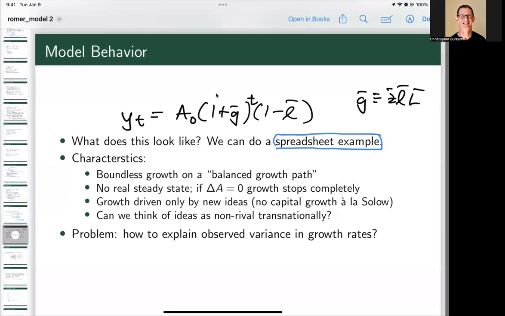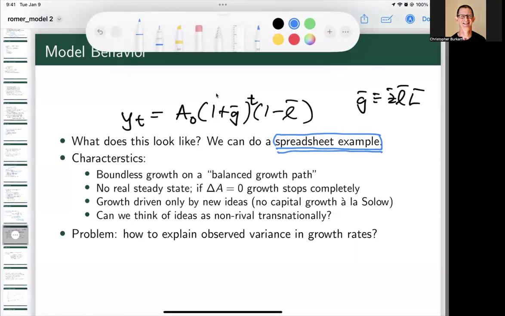Okay, welcome back. So we just finished going through our spreadsheet example and taking a look at this growth path. And we noticed, yeah, we got this boundless growth, right? We have what we would call a balanced growth path. There isn't really a steady state, right? There isn't a steady state like there was with capital. If we stop growing ideas, then our economy basically stops.